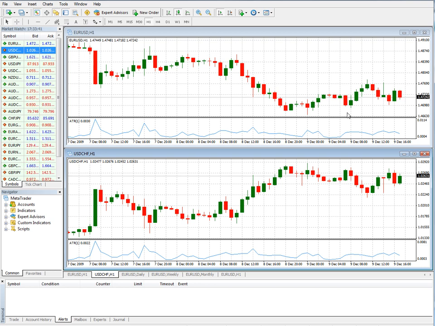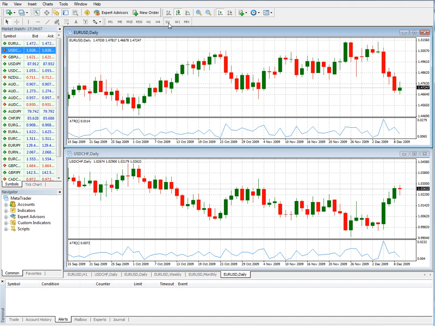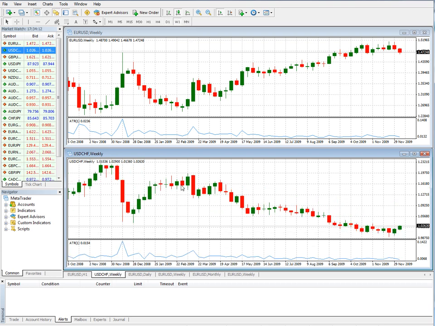When the euro dollar goes up, the Swiss franc goes down. And that happens in varying degrees, and the amount of correlation, quite naturally, does vary over time based upon volatility and a number of other factors. But as you can see here, if we go up to daily on this one, go to daily on that one, go to weekly on this one, go to weekly on that one. You see that? In every time frame, basically, it is a mirror reflection.